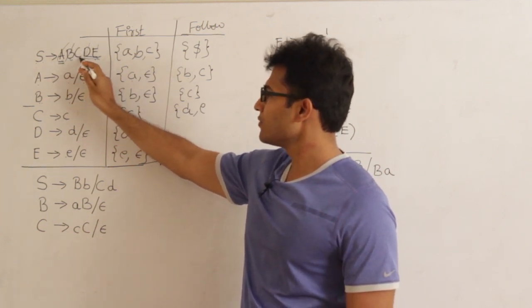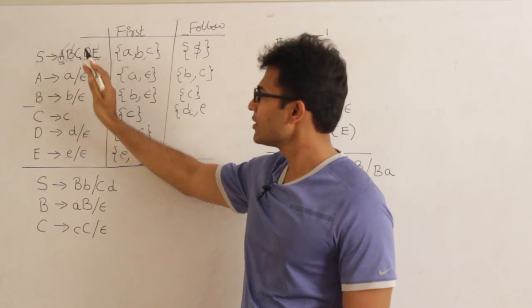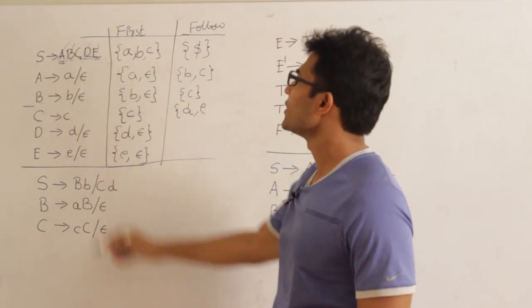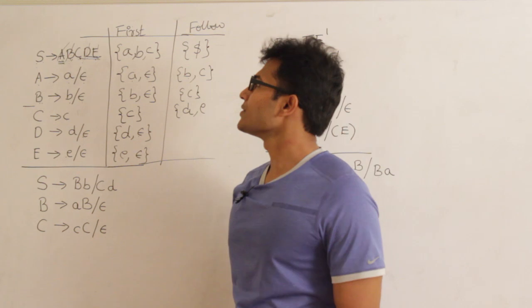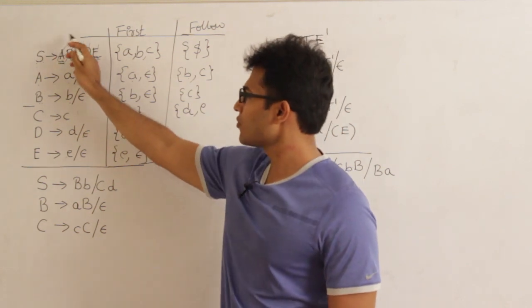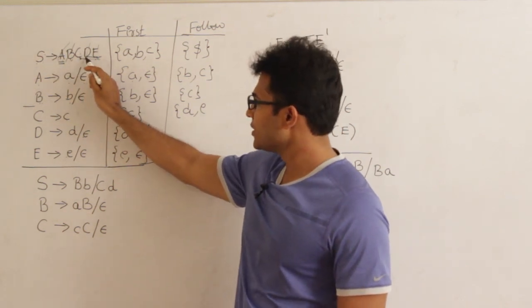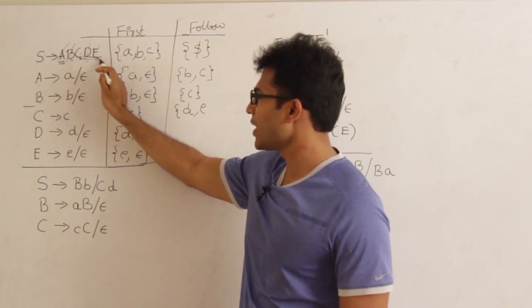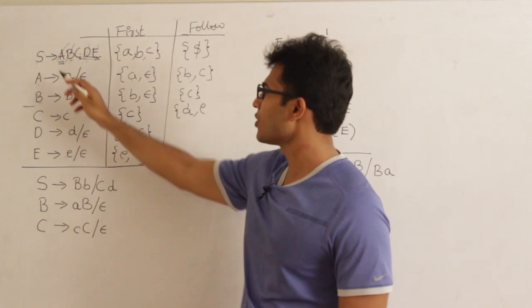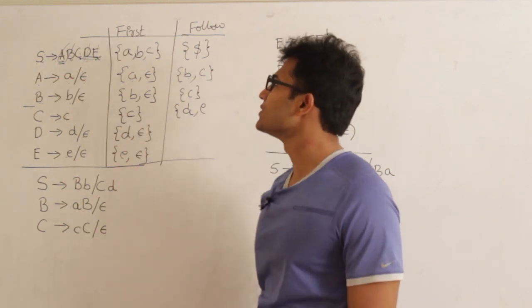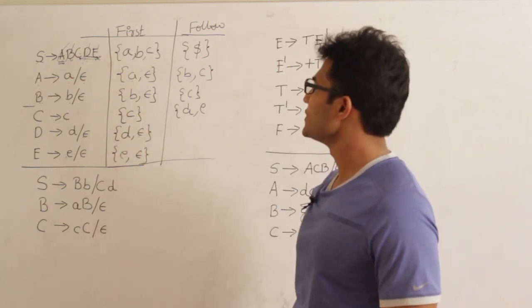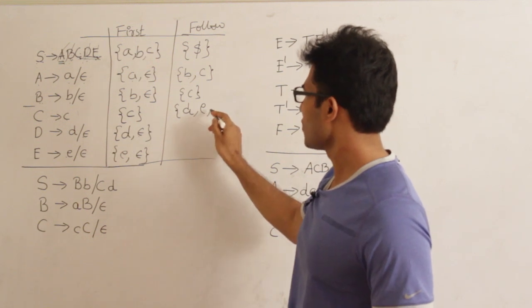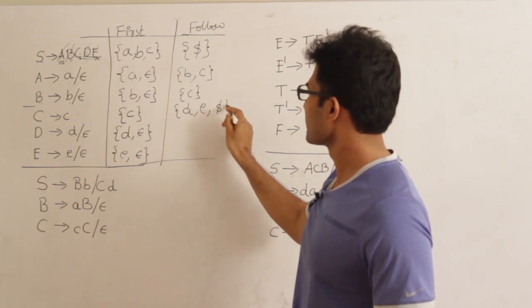Whenever any variable comes in the right end, and if you want to find the follow of it, you have to find the follow of the left hand side. So follow of C is nothing but follow of S. The reason being D and E are generating epsilon, which means D and E are getting vanished. Therefore whatever is following S will now follow C. Therefore follow of C will even contain follow of S, which is dollar.